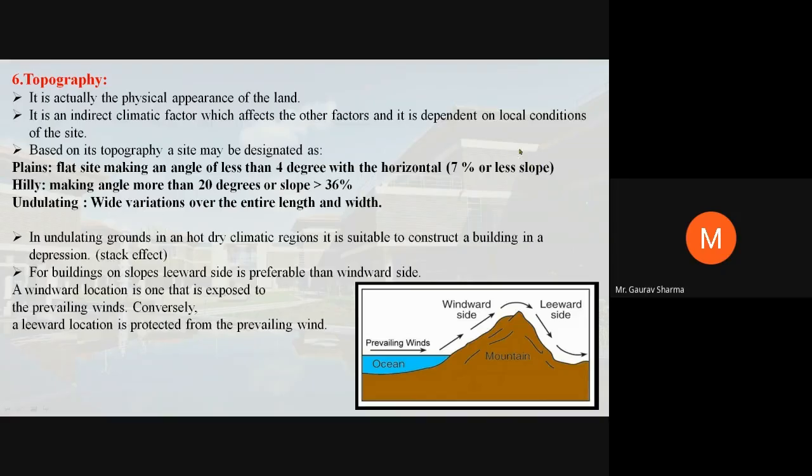Okay, so it is considered as flat. In other sense, let's say it's 7% or less slope. What is the meaning of 7% slope? कोई बताएगा आप में से 7% स्लोप का क्या मीनिंग है?